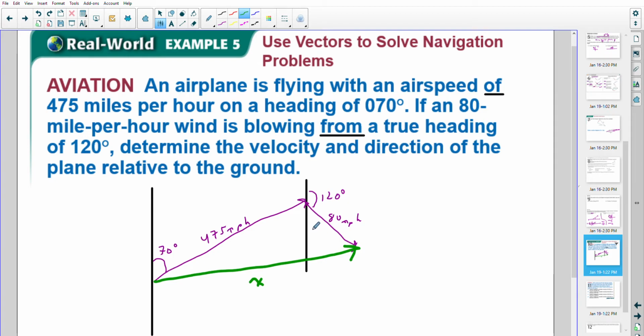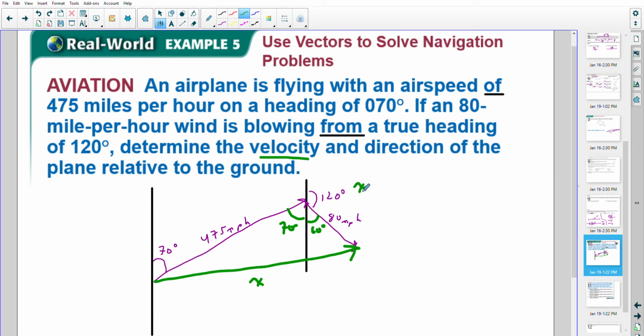So a couple things to keep in mind. First of all, you can use alternate interior angles here, and so this is going to be 70 degrees, and this is going to be 60 degrees because the sum has to be 180, and therefore you have 130 here. That tells you that in order to find your x, which is going to be the velocity, you would use the law of cosines because it's not a right angle here. Sometimes it is, but unfortunately here it isn't.